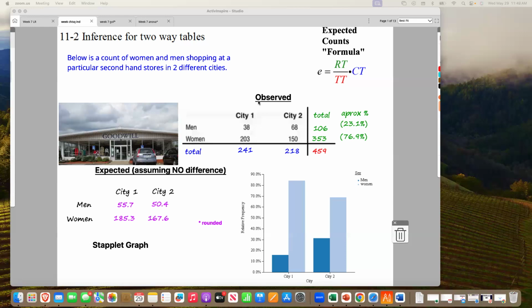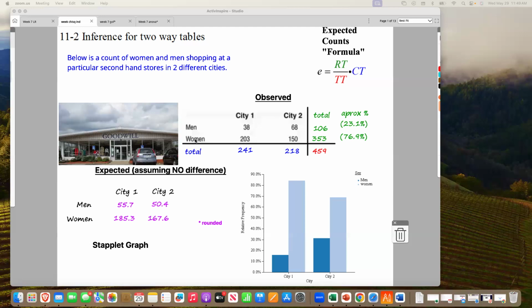One is the city in which they shopped in. Okay, so this is just some data collected from shopping at secondhand stores. So this classifies them in terms of what city they were shopping in and what gender or sex they were. Now, we're going to find out that we can look at this in a couple of different ways, and it's probably going to be more of a distinction without a true difference.